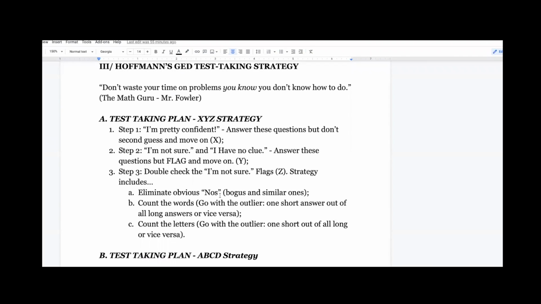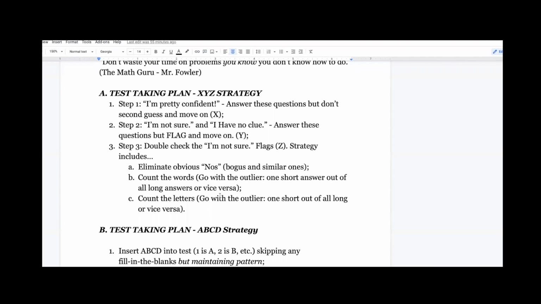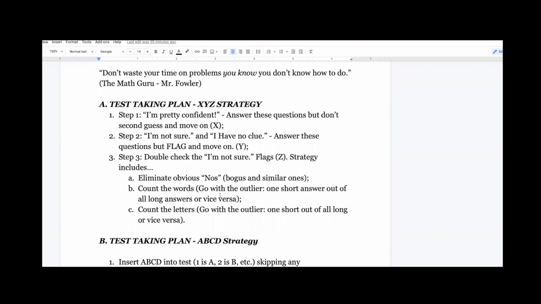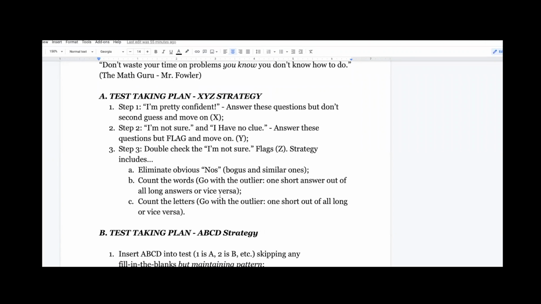Here is a test taking strategy I'm going to share with you, and then we'll be done for the night. I've alluded to it. I've talked about it. Remember that we passed about 11 out of 15 tests just guessing, and I don't recommend that, but I share that with you just so you understand. It's just a test.